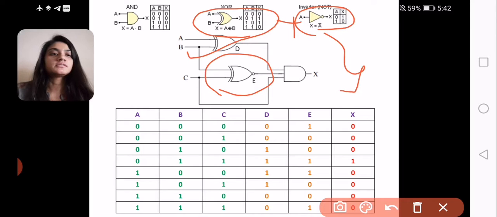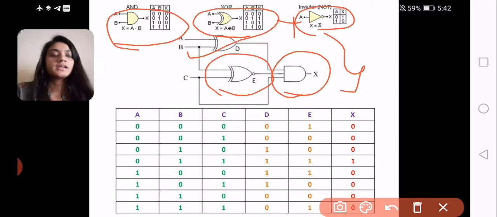XNOR operation. So that you have to remember. And the third gate used is the AND gate. So the AND gate's truth table is taken here. Okay. Now with the use of these 3 gates, we will solve this circuit very easily.